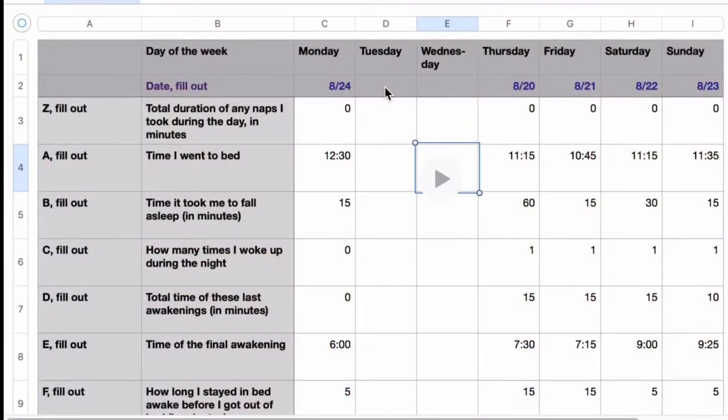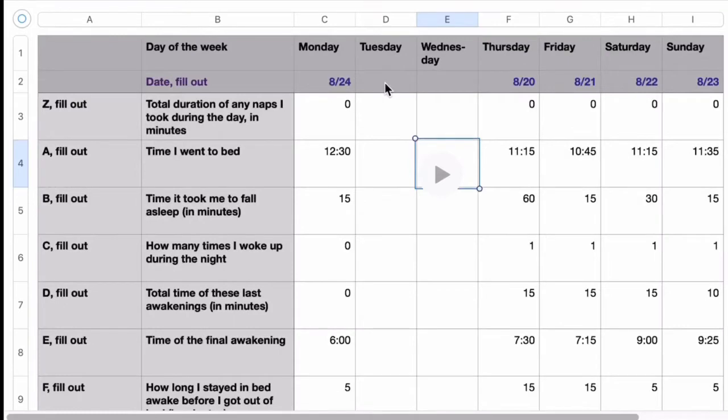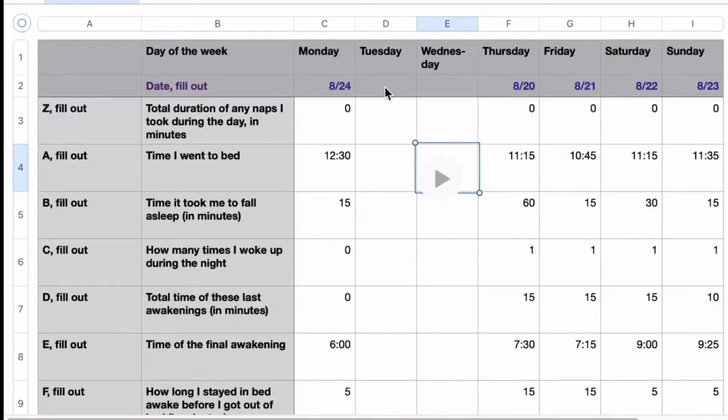So let us discuss how to fill out a sleep log. I will be discussing how I slept between Monday and Tuesday, August 24th, August 25th. The Excel file that I'm using here is linked down below. You are welcome to download that file to use it for logging your own sleep. You're welcome to also create your own file or find an app online.